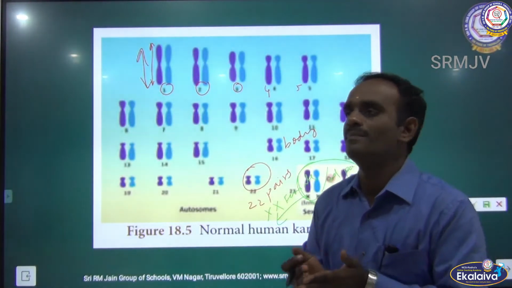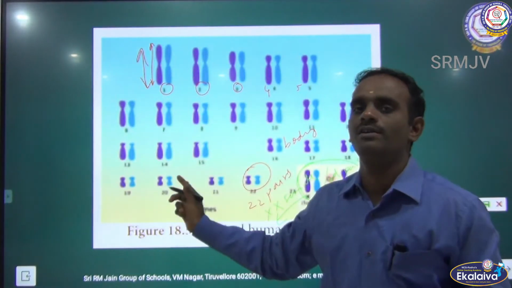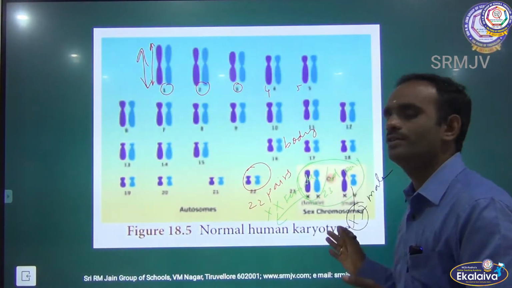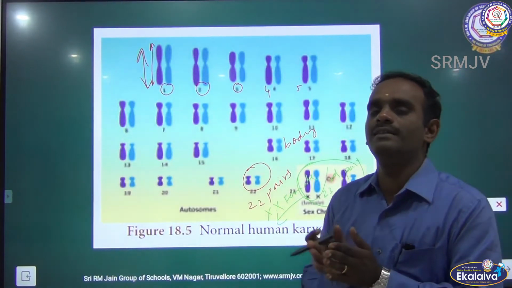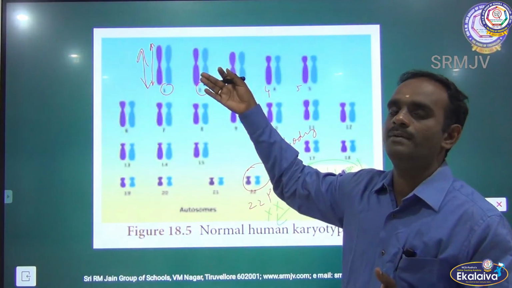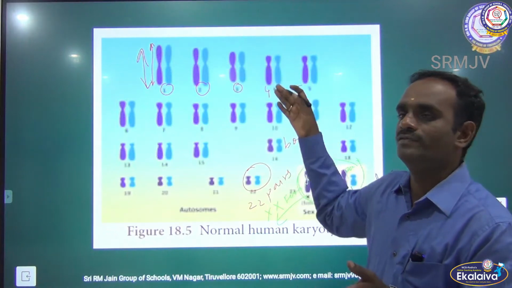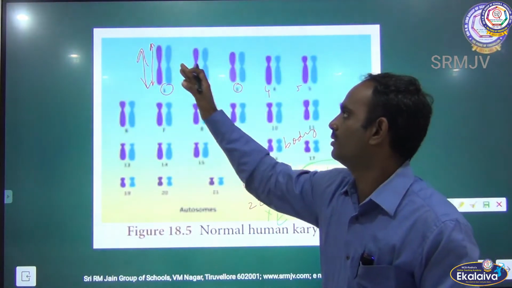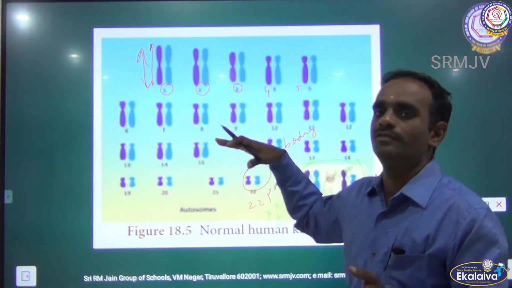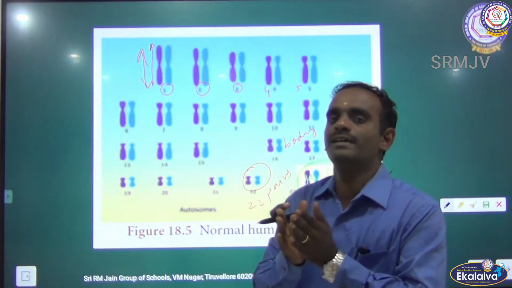So what is an ideogram? The diagrammatic representation of the karyotype is said to be the ideogram. So what is karyotype? Karyotype is nothing but the arrangement of chromosomes based on their size and shape.